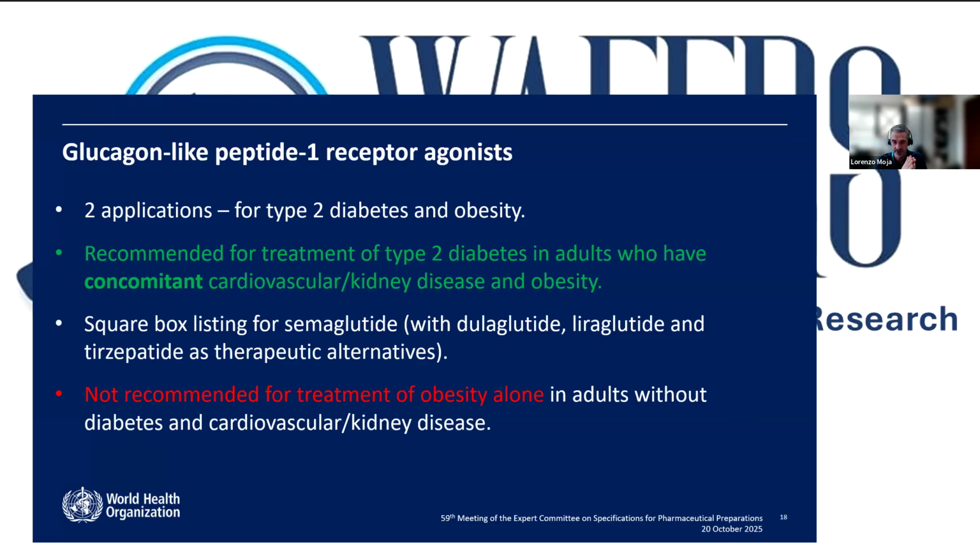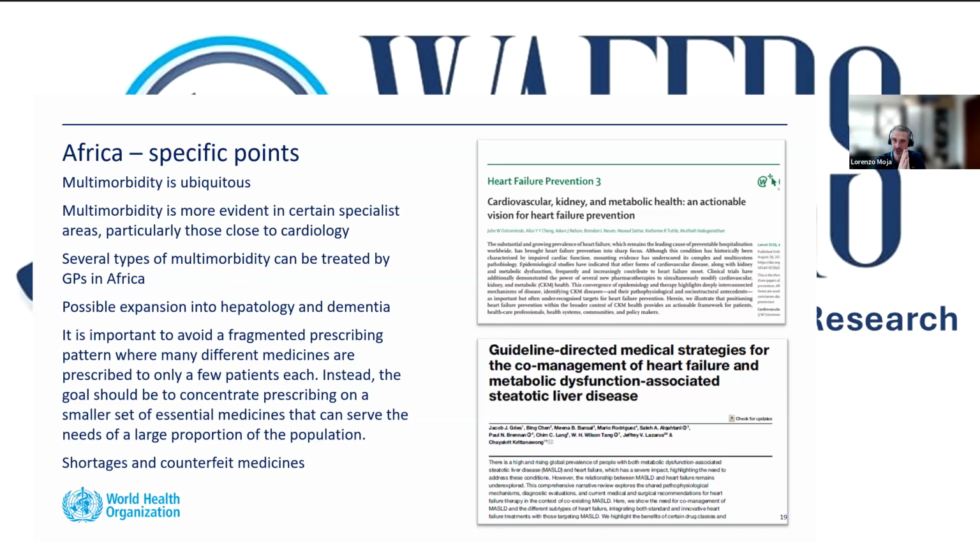So, and this is my last slide, specific points that I think are important to consider for a continent like Africa, which of course is not all equal, but is that multimorbidity is ubiquitous. So it is not going to be an important factor to be considered in African countries. Multimorbidity is more evident in certain specialist areas, and particularly close, I would say, to cardiology, as usually this is a type of medicine that can be provided at the ambulatory care level and can be treated also by GPs, right?